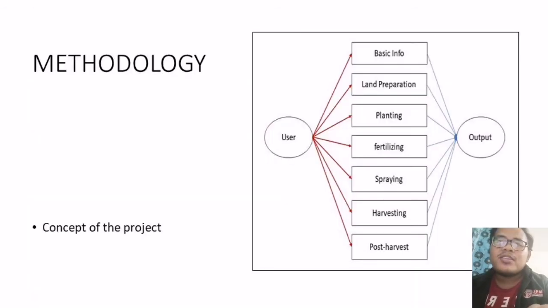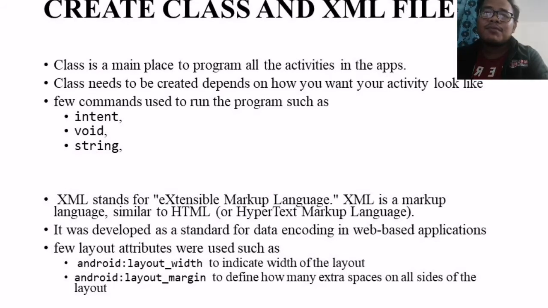For methodology, basically this is the concept of the project, where the user needs to fill in all the information for all operations, and the data from the operations will be used to compute a result in the output. First we start with creating the class and XML file. Class is the main place to program all activities in the app. So a class needs to be created depending on how you want your activity to look. A few commands used to run the program are intent, void, and string.